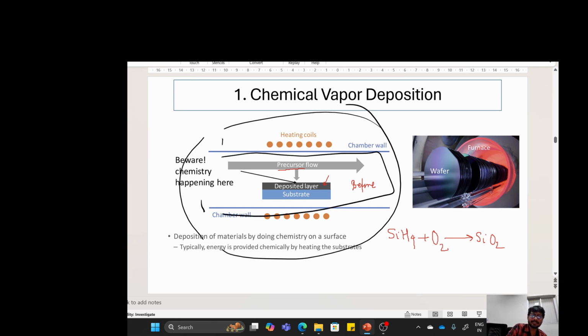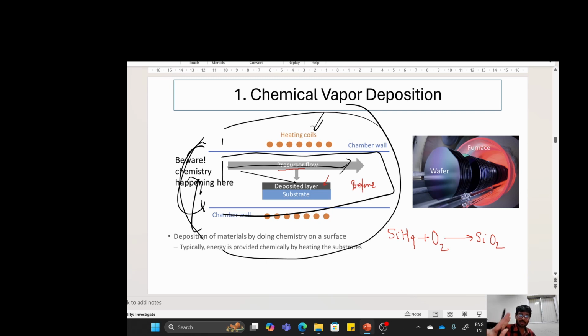This is kind of a chamber that can be a quartz tube. Here you can maintain the pressure at this end of the precursor, and a continuous flow of the precursor will be there. Also, one thing that is a must is the heating of the substrate, because these reactions take place at very high temperatures.